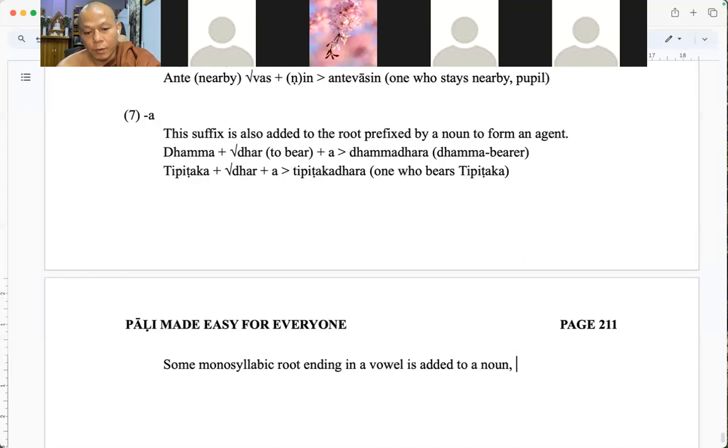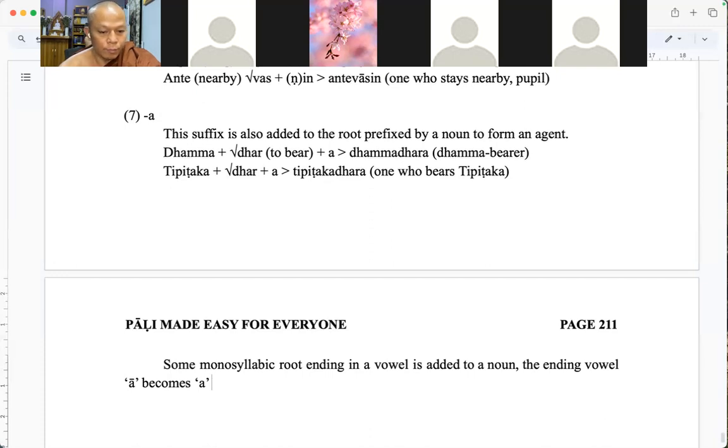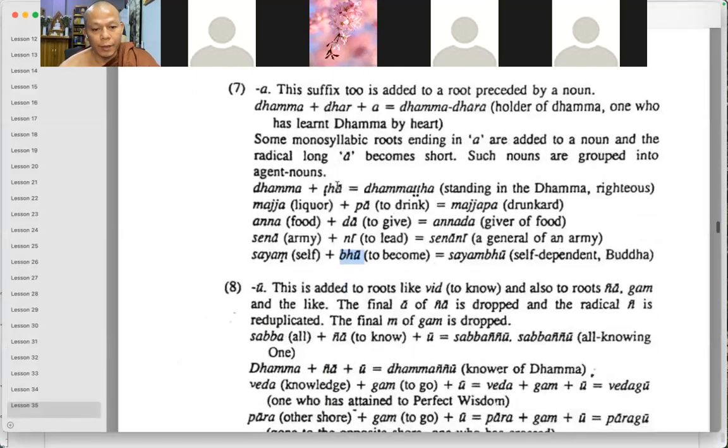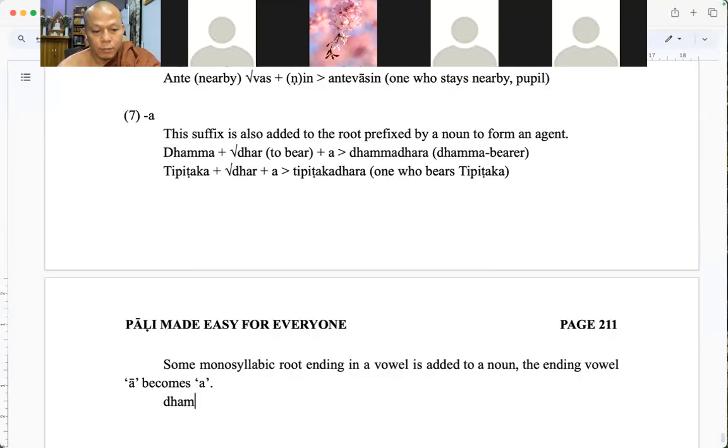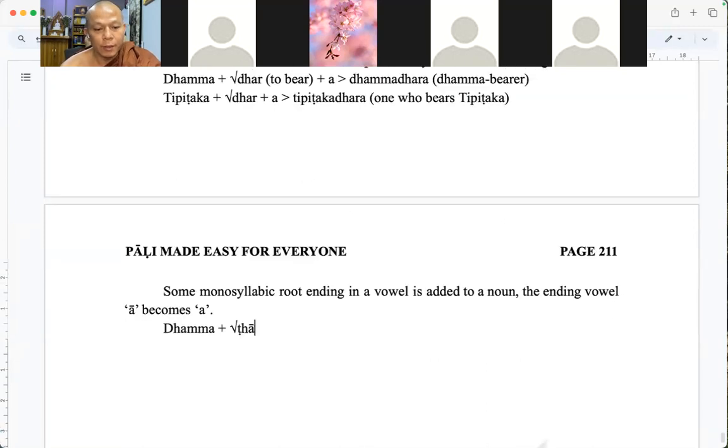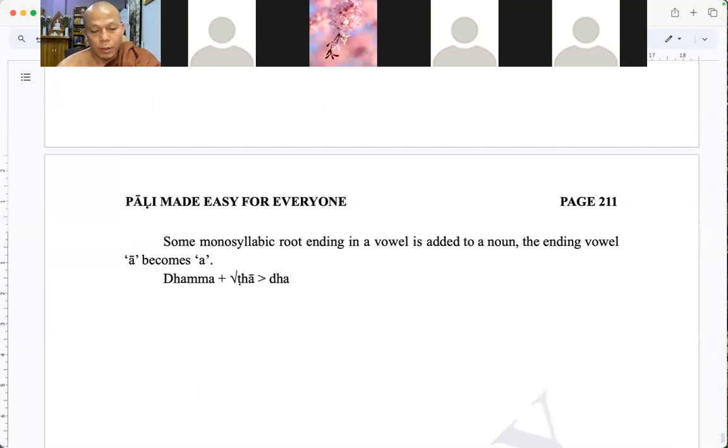Added to a noun. And if the ending vowel is long, it becomes short. Now, Dhamma and ṭhā, without adding any suffix, you see. So Dhammaṭṭha.